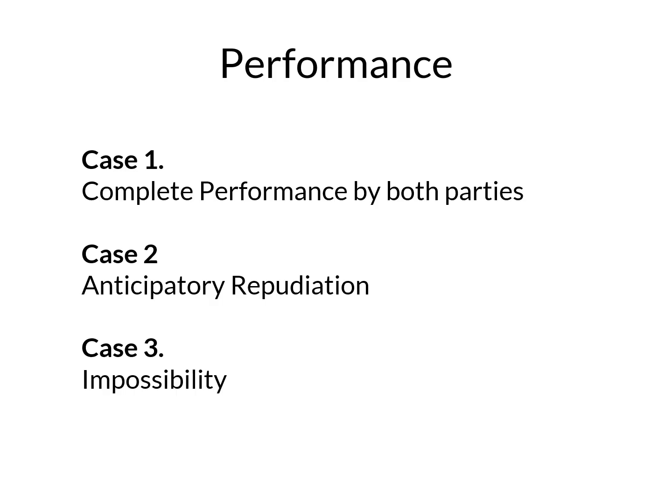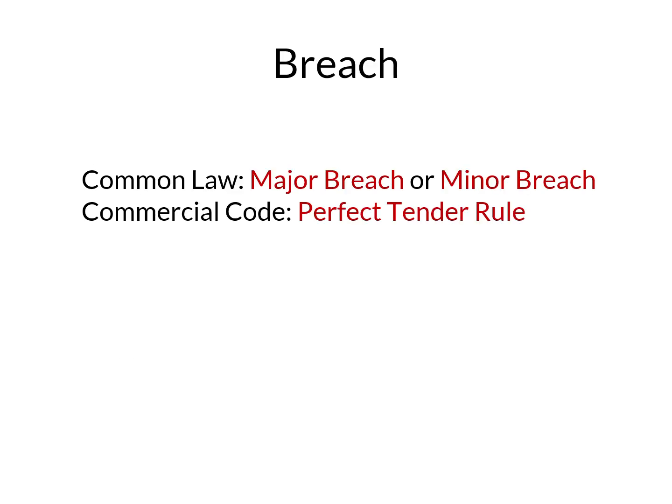contract law. Slide 5. When an actual breach of contract occurs, we have to classify the type of breach involved. First, we ask if the subject of the contract is covered by the common law or commercial code. The common law recognizes 2 types of breach, major breach and minor breach. In the case of a major breach, all of the duties of the non-breaching party are discharged. For example, payment obligations or other duties to perform.